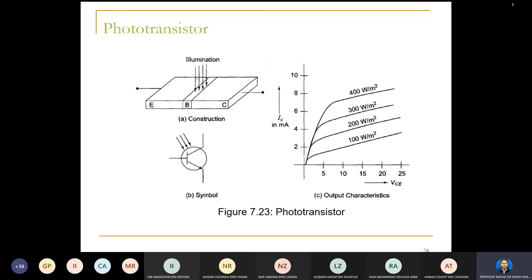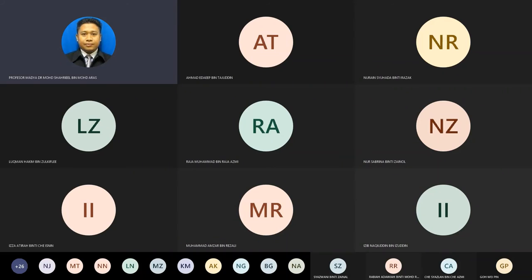Before I end the class, I got one question from your friend. To refresh, I'll stop sharing here first. I will show some examples of using the calculator to convert from rectangular to polar or polar to rectangular. This one relates to the AC bridge.